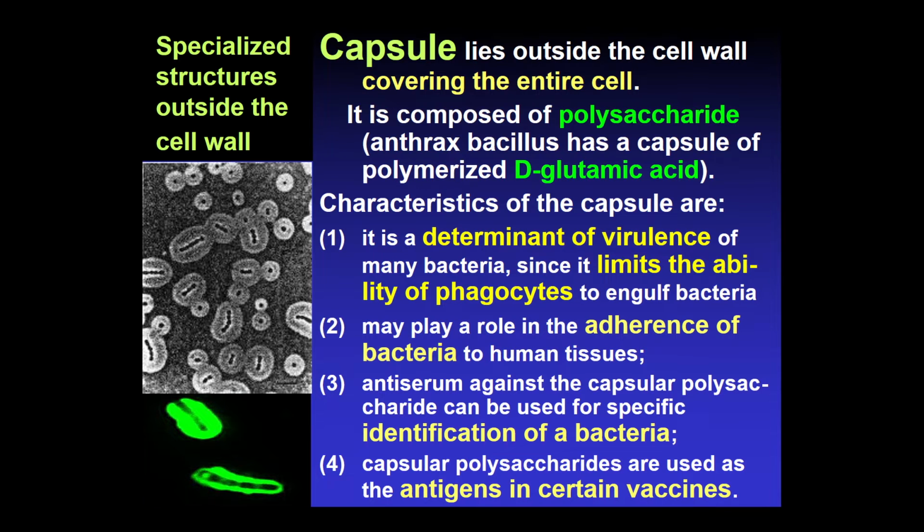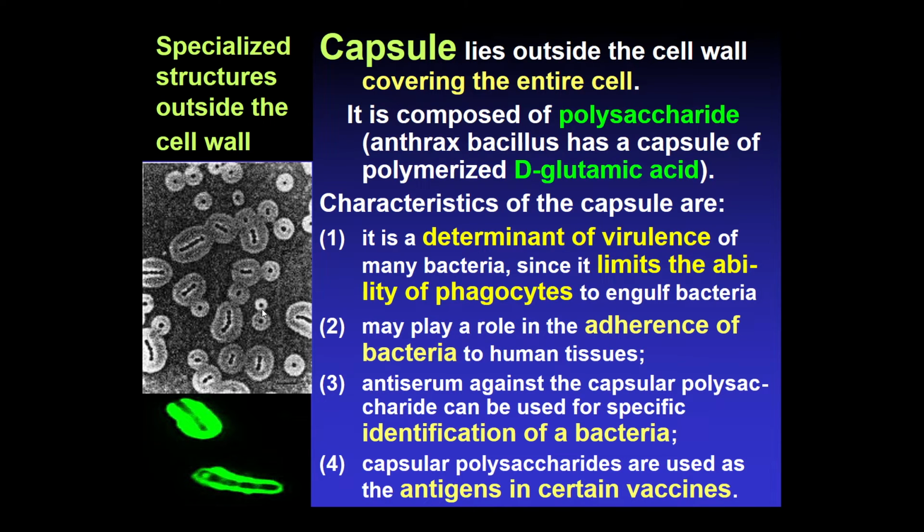So the important thing is the capsule that lies outside the cell wall, and it is composed of polysaccharides usually, and in Bacillus anthracis it is made up of D-glutamic acid, so it has polypeptide nature. So the capsule is a determinant of the virulence of many bacteria, and it limits the ability of macrophages to engulf and kill bacteria. So they may also play as a sticky layer. They may play an important role in the adhesion of bacteria to human tissues.